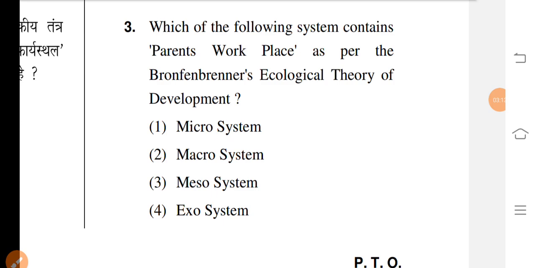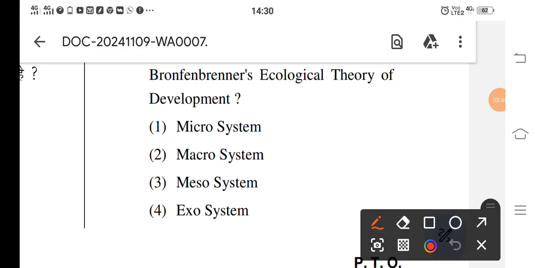Which of the following system contains parents' workplace as per the Bronfenbrenner's ecological theory of development? According to this theory, there are 4 types of system: microsystem, macrosystem, mesosystem and exosystem. So இதில் வந்துட்டு இது நாலுமே Bronfenbrenner's ecological theory தான். Okay, but இதில் we have to relate and see parents' workplace comes under which system. So parents' workplace comes under exosystem. Okay, so option 4 is correct.